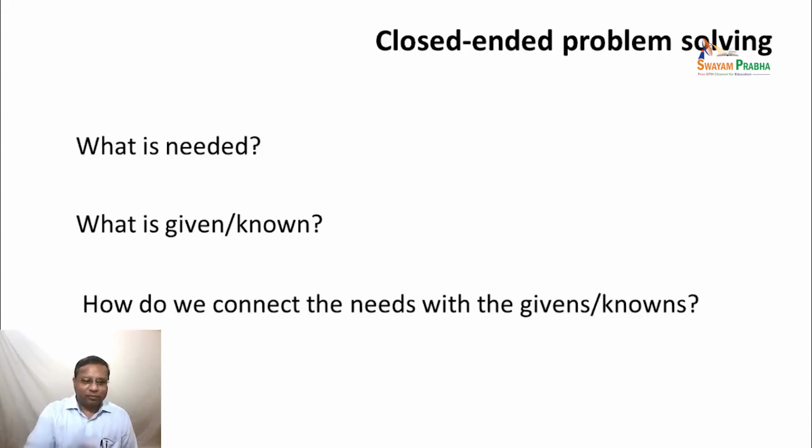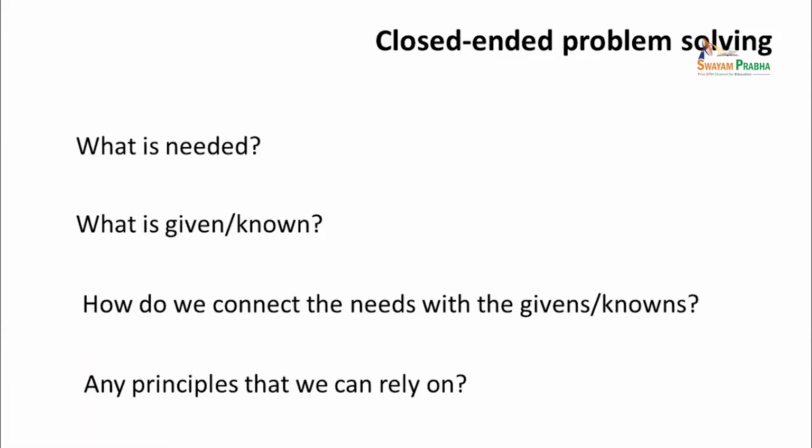Once both those are clear, then we will ask the question, how do we connect the first one with the second one? How do we connect the needs of this particular problem with the givens or knowns in this problem? And while doing that, we will also ask, are there any basic principles that we can rely on to be able to solve this problem? In fact, while presenting the solution, I am going to use only the first three: what is needed, what is given or known, how do we connect the needs with the givens and knowns, and take this as a part of the third aspect. That's how I am going to do it.